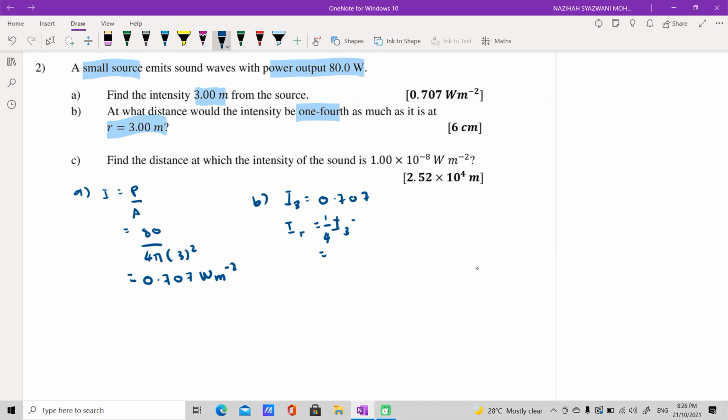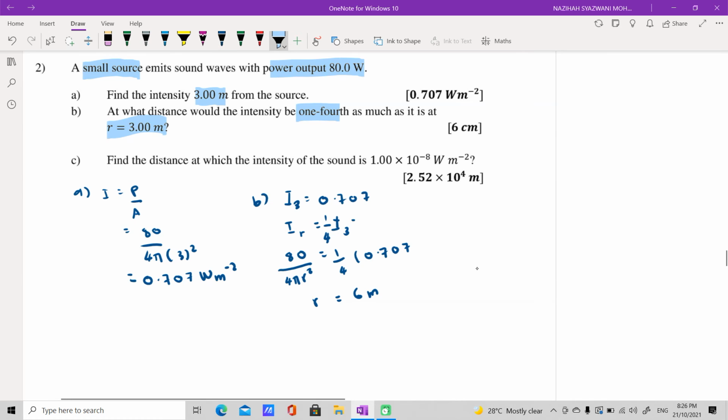So just substitute here 1/4 of 0.707. This one would be power, which is 80 watts, over 4 pi r square. So we are looking for our r. Make r the subject, and you will get r equals 6 meters.